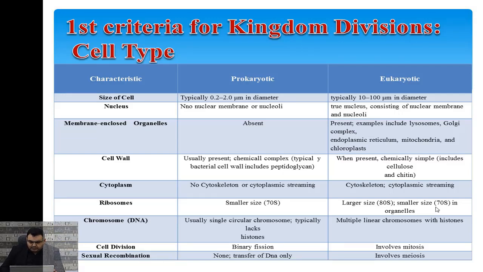Criteria for kingdom division: cell type, prokaryotes and eukaryotes. The differences between the two, prokaryotes and eukaryotes, include the nucleus, membrane-enclosed organelles, cell wall, cytoplasm, ribosome, chromosome, cell division, and sexual recombination.